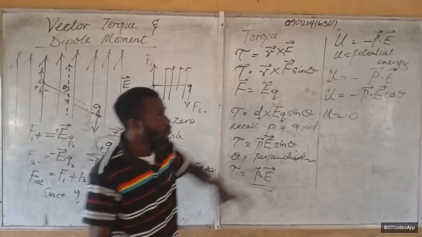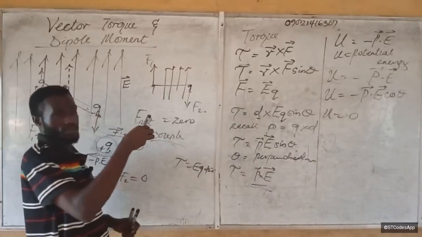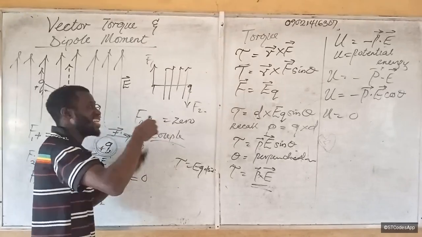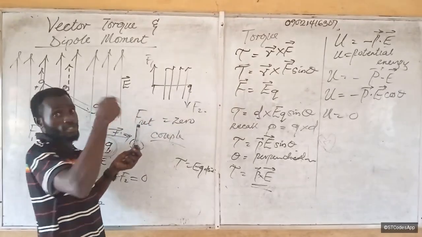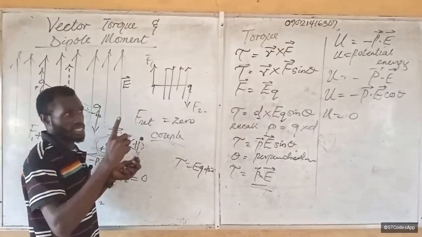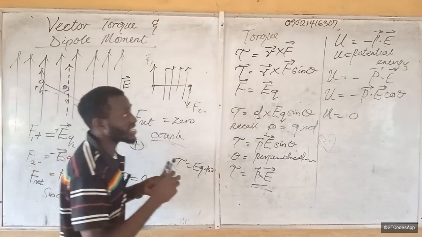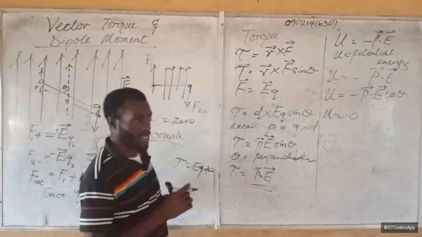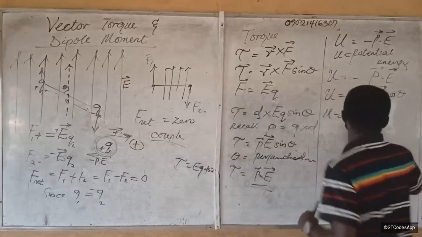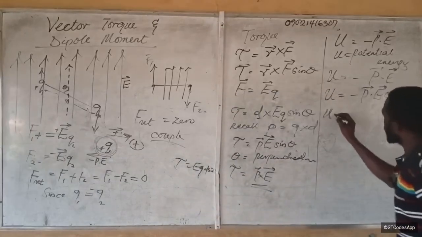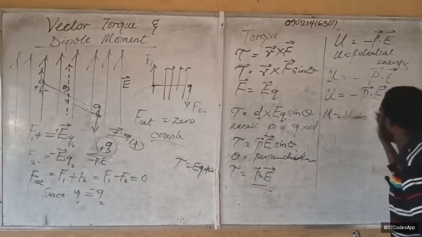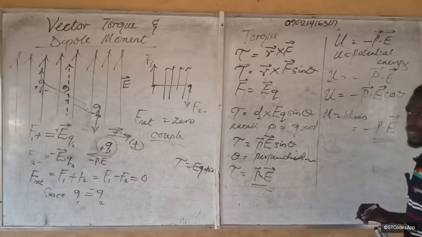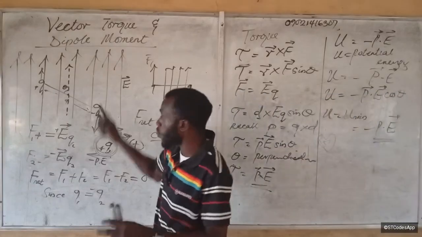Now, if the torque rotates the dipole in the electric field, then it aligns it so that the angle between them will be 0. And cos 0 will be 1. So it means that at that time, the body will have minimum energy. So cos 0 is 1, so U will be what? U minimum. Okay? Which will be equal to what? Minus PE. Minus PE.